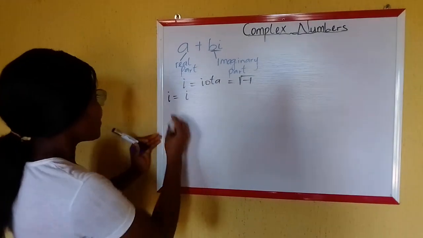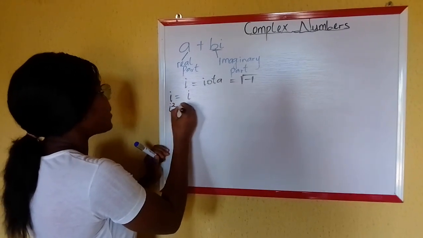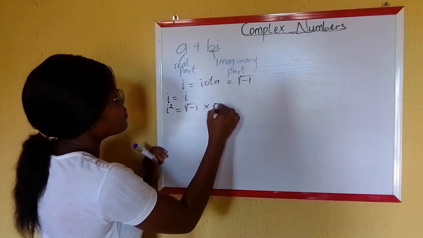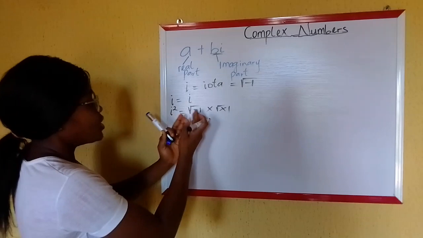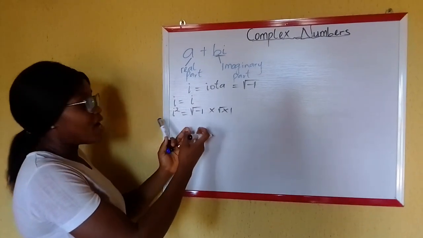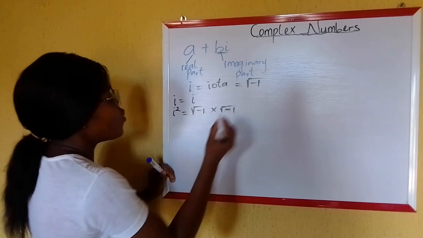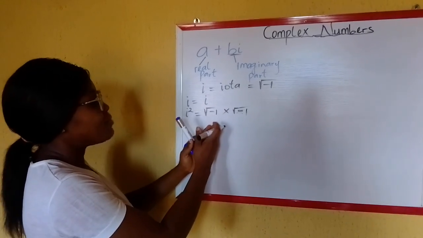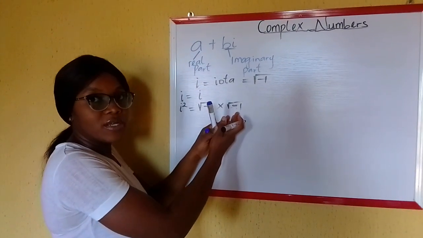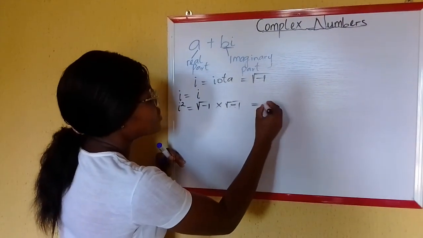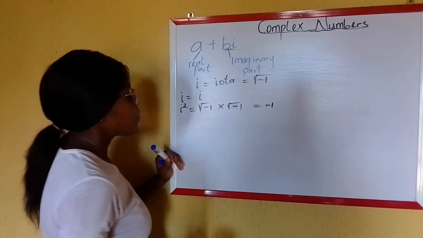Okay, when you have i squared, it is equal to the square root of minus 1 times the square root of minus 1. This is solved. When you have the square root of a number times the square root of that same number, just pick the number you have inside. This is equal to minus 1.